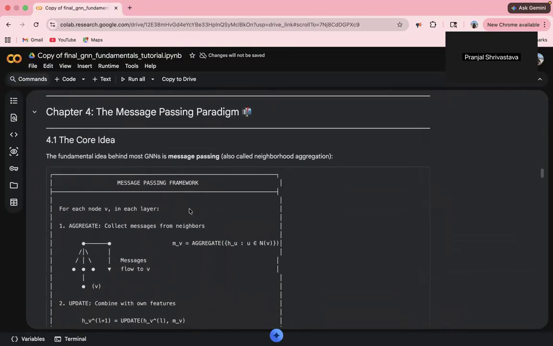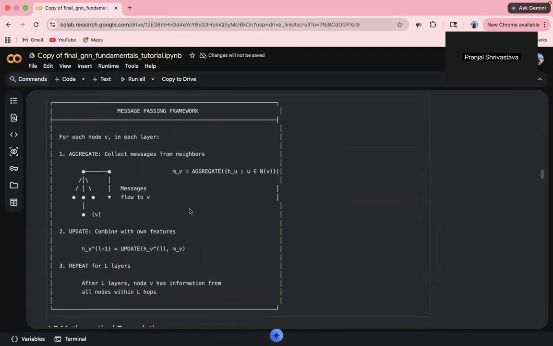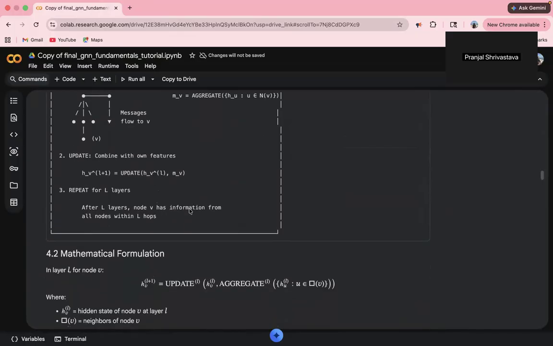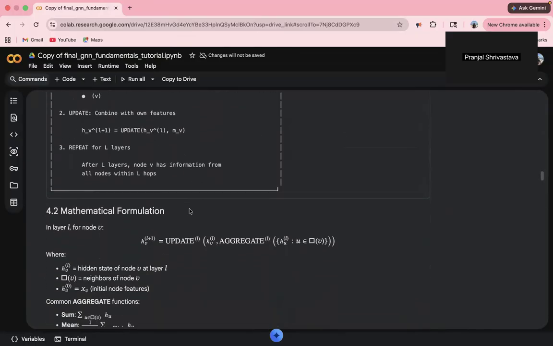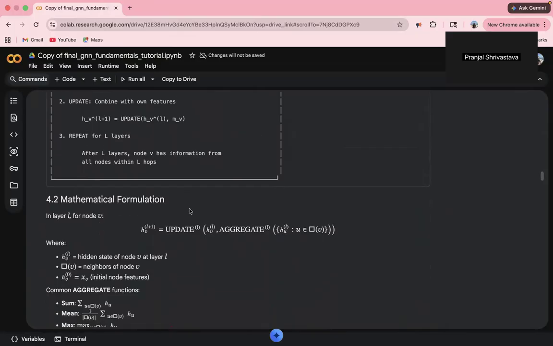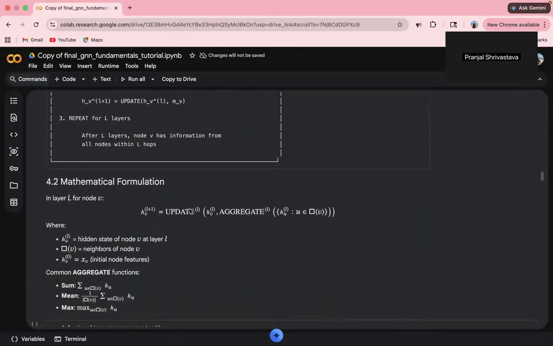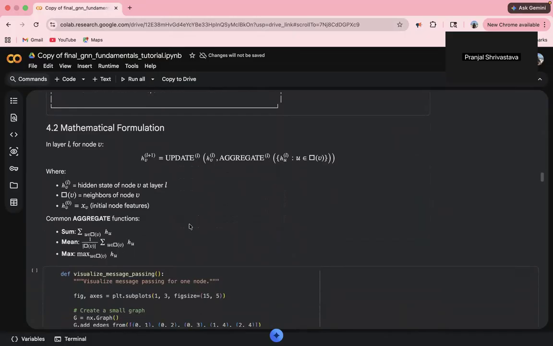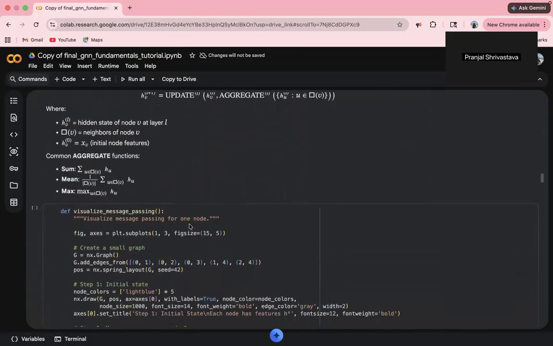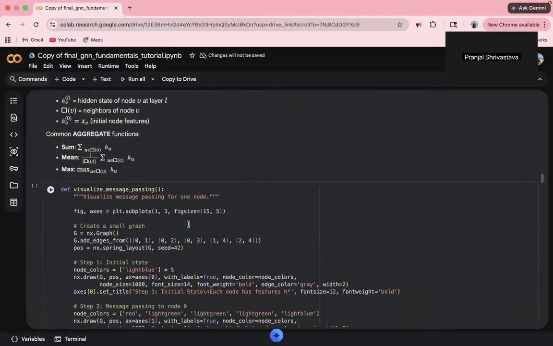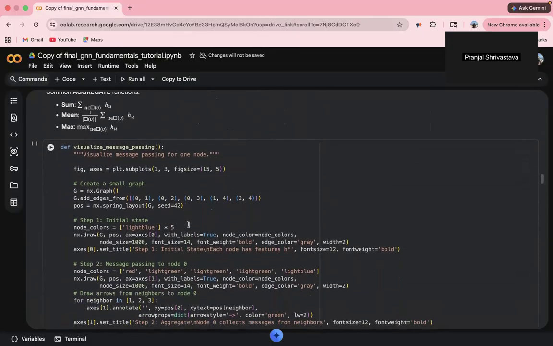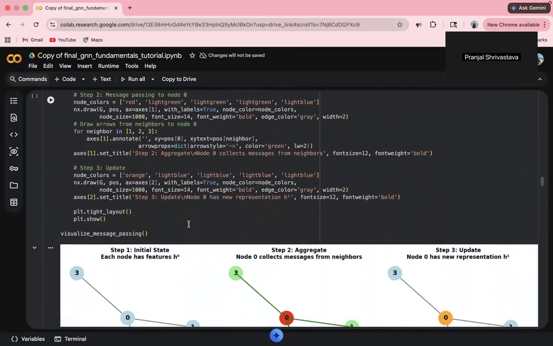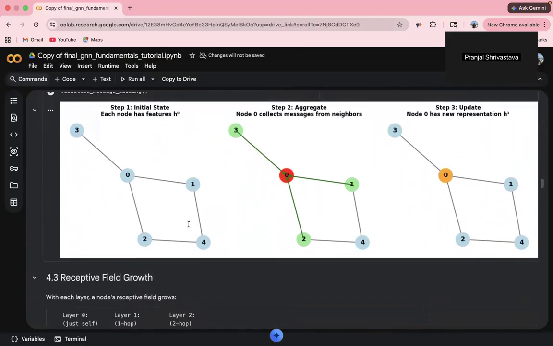Next, we have message passing. Message passing is the universal framework underlying almost every GNN. Each layer first aggregates, collecting information from neighboring nodes. Second, it combines that neighborhood information with your own features using a learnable function. After one layer, each node knows about its immediate neighbors. After two layers, it knows about neighbors of neighbors. After L layers, it has absorbed information from all nodes within L hops.